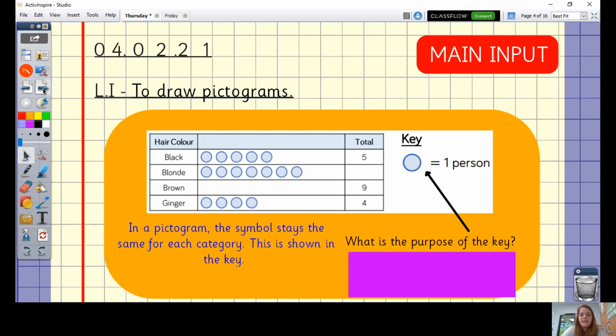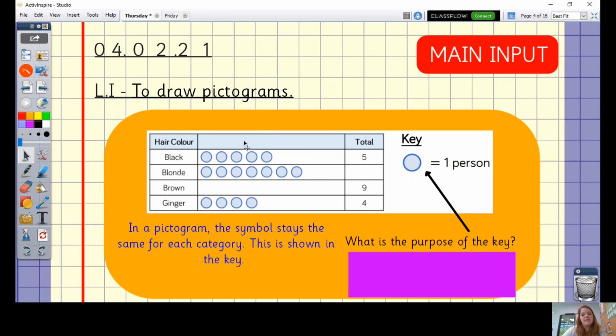So here is an example of a pictogram. Okay, so as you can see, similar to a tally chart, we have the categories down the side. So this one is showing us hair colour, the different categories, blonde, brown and ginger. Then we can see the pictures to represent the data, and then we can see the total, just like a tally chart.